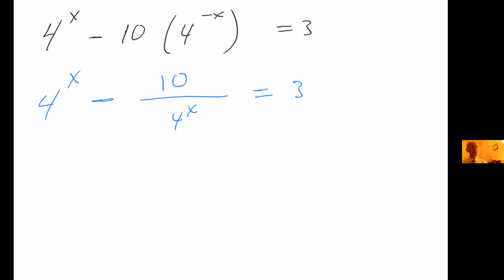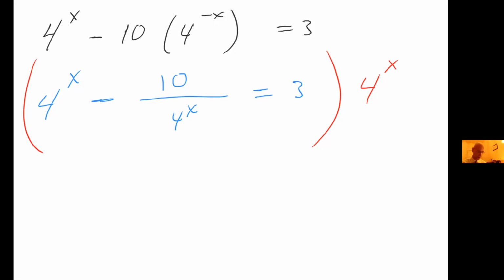The reason I say that is if you rewrite this equation in this way, then it is not that hard to see that you can multiply both sides of this equation by 4 to the power of x, which is the least common denominator. That way you will not have negative exponent. Well, let's do that.